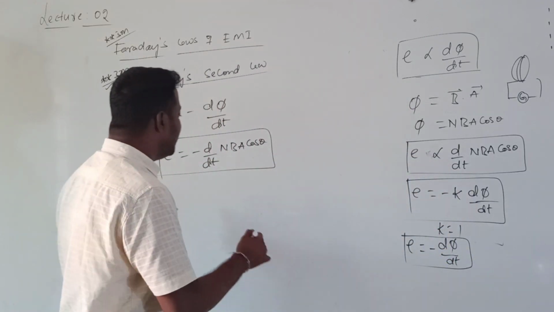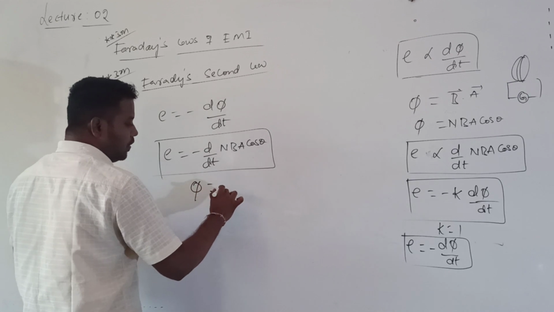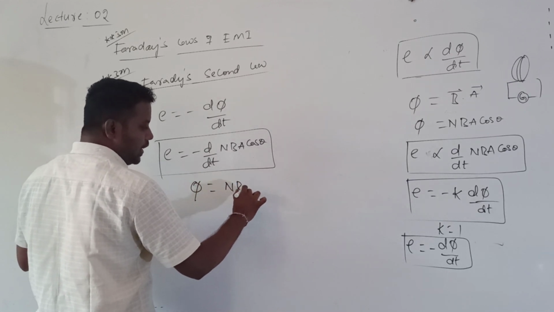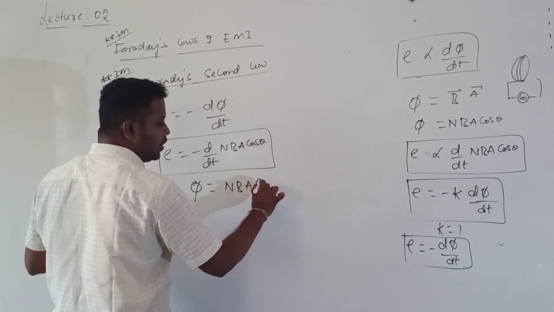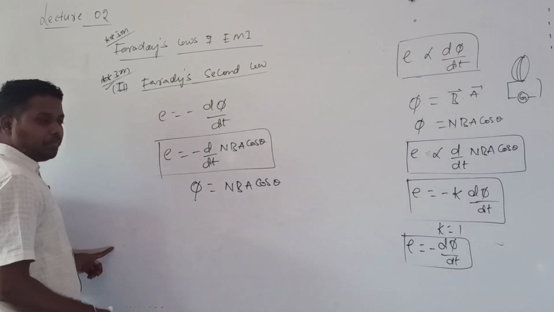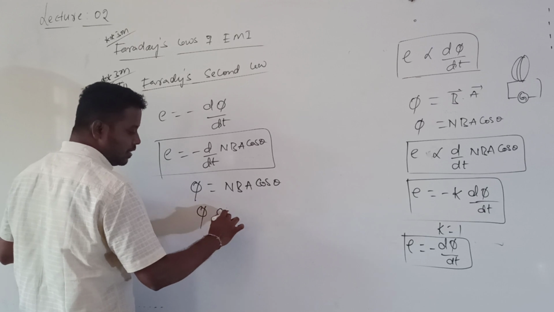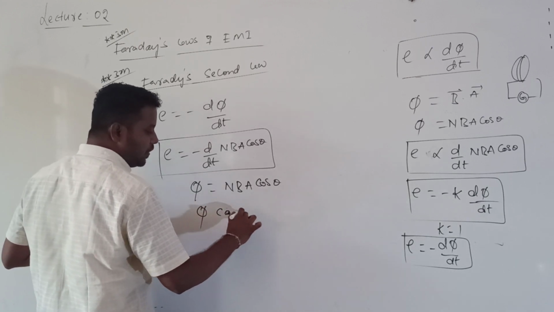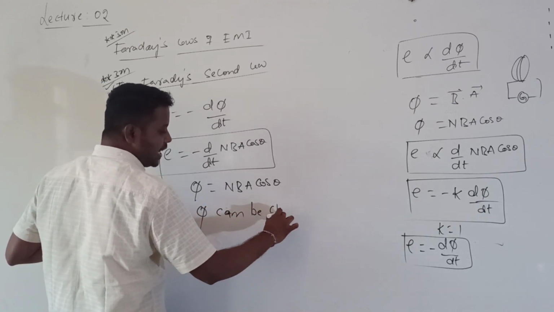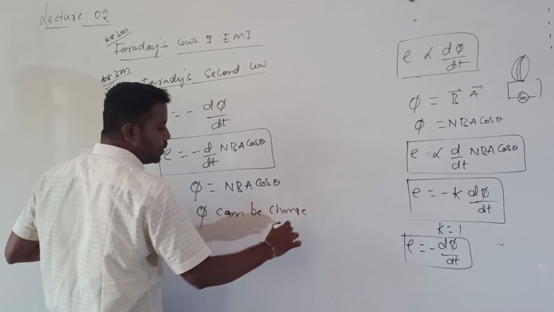Flux can be changed. What is the formula for flux? For a coil of n turns, flux is n into B into A into cos theta. Flux can be changed, so phi can be changed. How can we change the magnetic flux? By changing which one?